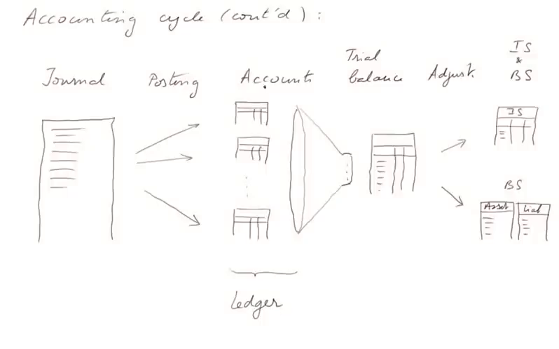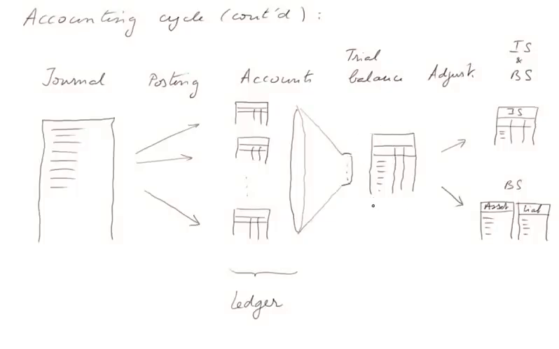Then, from the accounts at the end of an accounting period, we shall compute something that is called the trial balance. So I represented a funnel into which we put some information from the accounts, the balances to be precise, and we produce something called the trial balance, trial because it's not final.